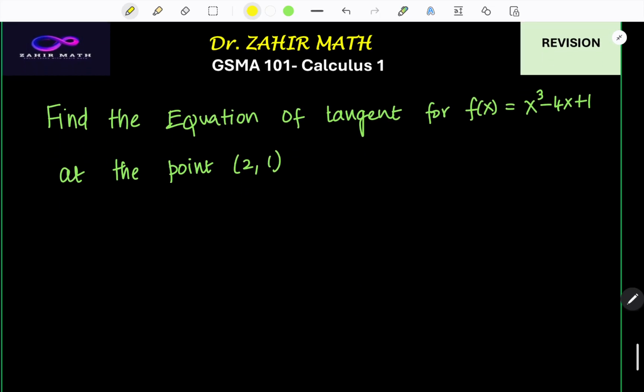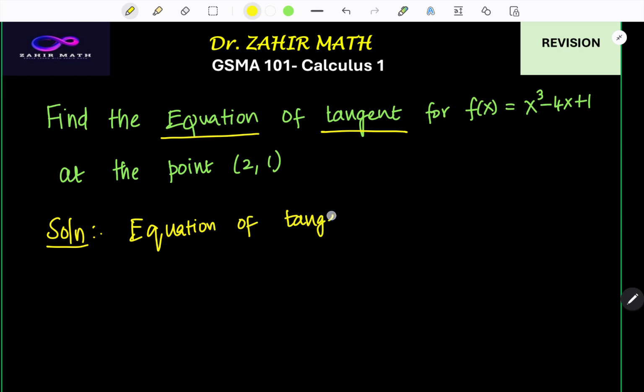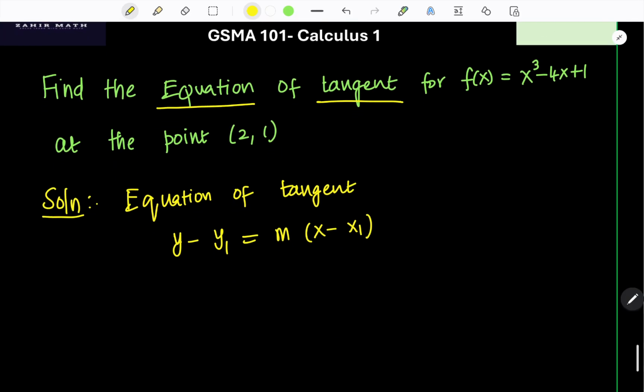Right. Now, what is the question? Find the equation of tangent. What is the formula for the equation of tangent? I gave it to you in the class. Equation of tangent is given by the formula y minus y1 is equal to m into x minus x1. So this is your point x1, this is your point y1. What is m? m is nothing but slope. Slope is equal to the derivative of f of x.